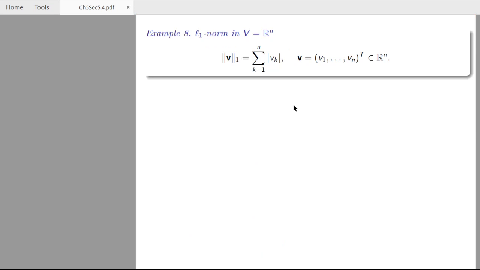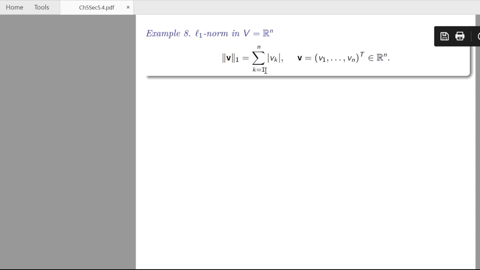Here is an example in Rn. In this case, we take v in Rn, and then we define this kind of function for a vector in Rn. What we did this time is, for each component of vector v, we just take its opposite value. For each component, we take the absolute value.